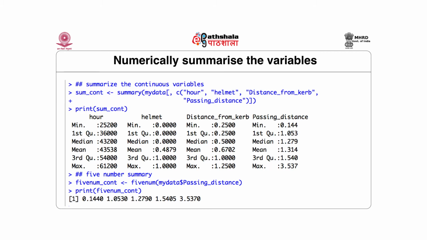That is known as a 5-number summary, and the function is called fivenum, one of the base functions. So you'll say fivenum, and then you mention the particular variable. In this case, we are interested in passing_distance out of the data frame of my data, and we do this. Unlike summary, fivenum is a function which takes as a parameter the particular variable you're interested in. Therefore, if you wanted 5-number summaries of more than one variable, you'll have to subset accordingly or use the apply functions to get them.